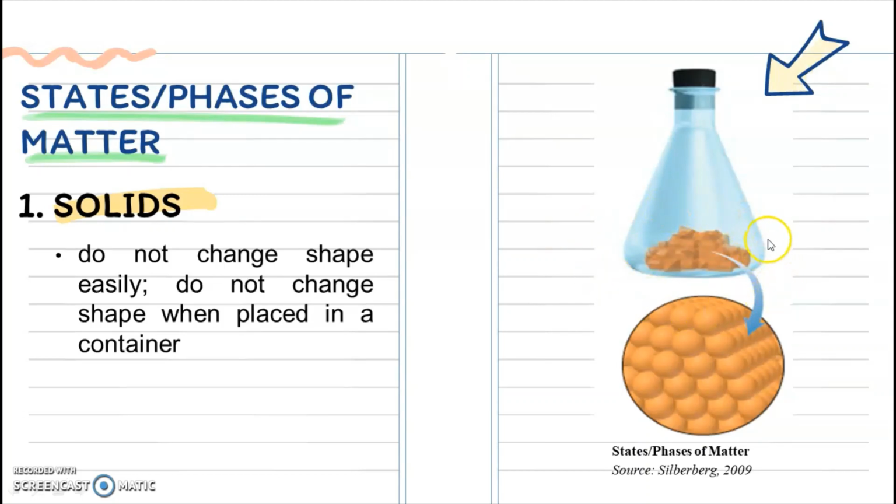And we can notice na hindi siya nagbago ng shape. Bakit? Let us look at the molecular level. We can see na very compact yung kanyang mga molecules. Meaning, it has strong forces of attraction, kaya na-maintain niya yung kanyang shape.